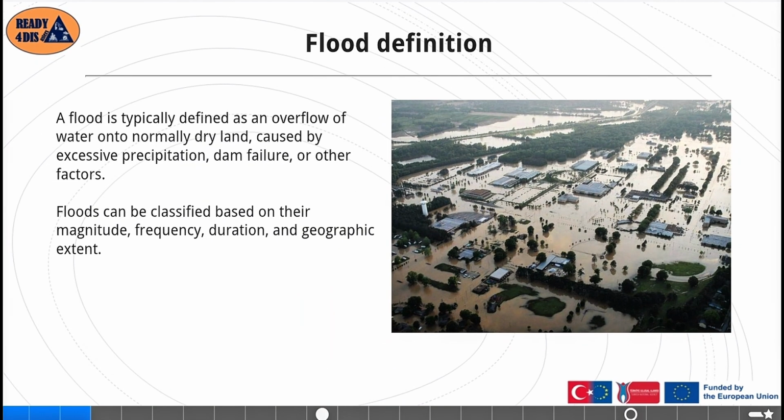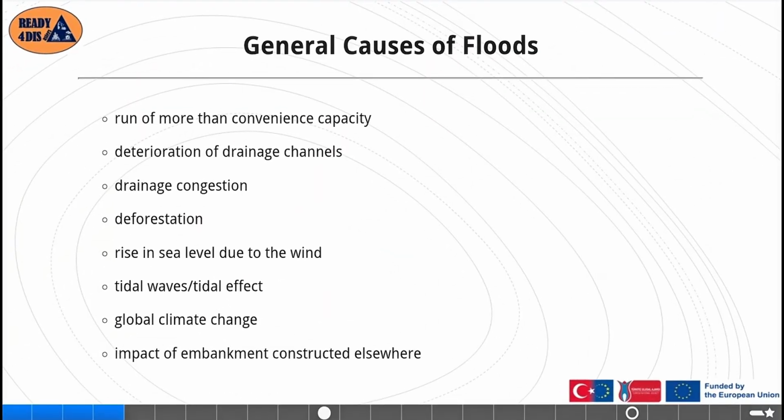A flood is typically defined as the overflow of water onto normally dry land. This can be caused by excessive rainfall, dam failure, or other contributing factors. Floods can be classified based on their magnitude, how frequently they occur, how long they last, and the size of the area they affect. Floods can occur due to a variety of causes.